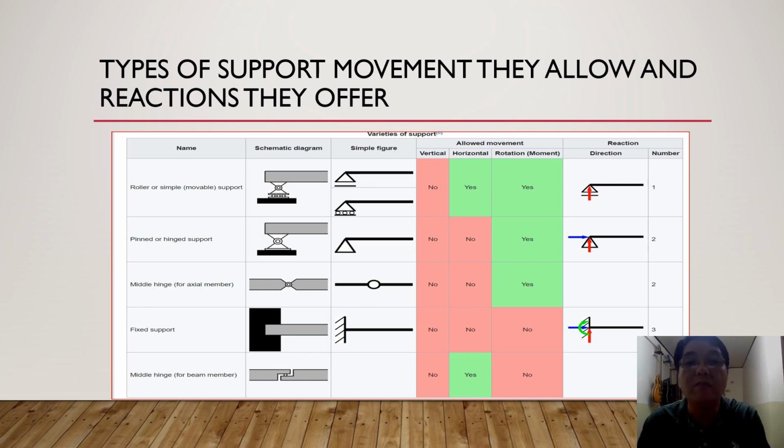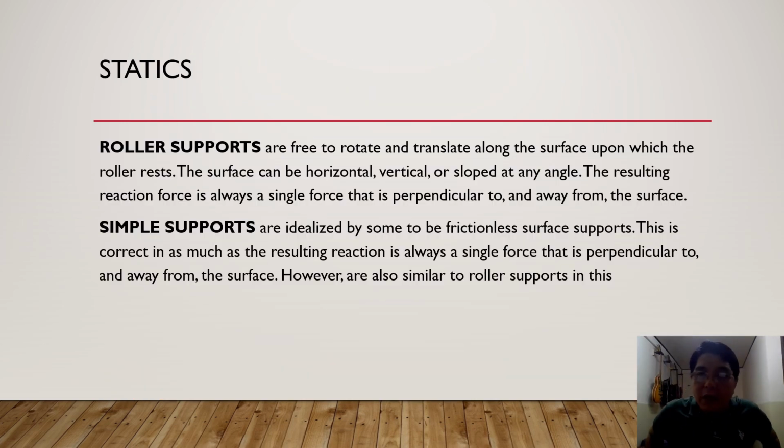So, yung middle beam, okay, ang ibinibigay niya lang ay ang horizontal. Okay? So, yung horizontal lang ang kanyang ina-allow na movement. Ngayon, pagtuunan natin ng pansin, kagaya nga nasabi kanina, roller supports. Yung roller supports na yan are free to rotate and translate along the surface upon which the roller rests. O yan, yung sinasabi ko kanina. The surface can be horizontal, vertical, or slope at any angle.